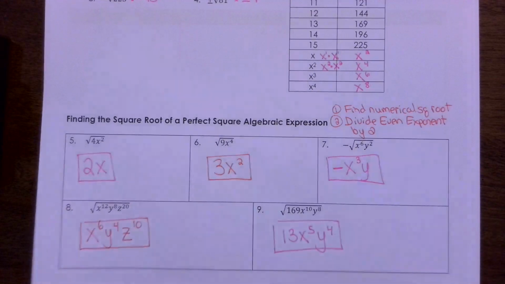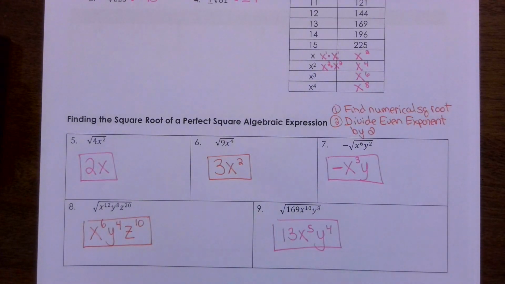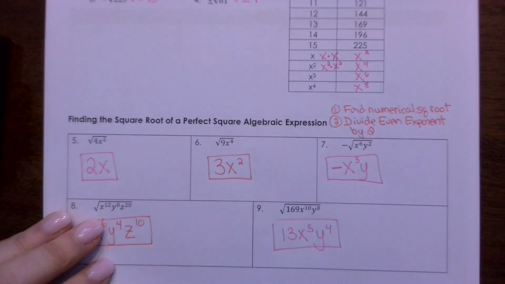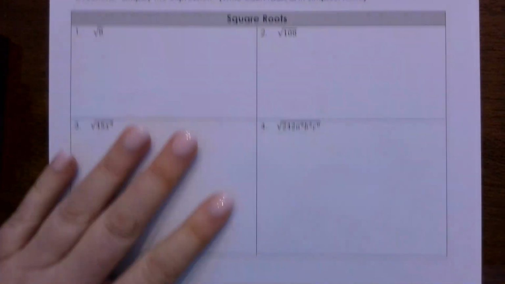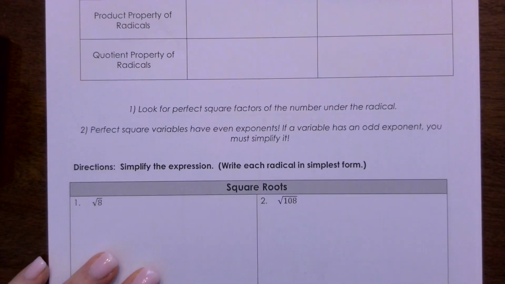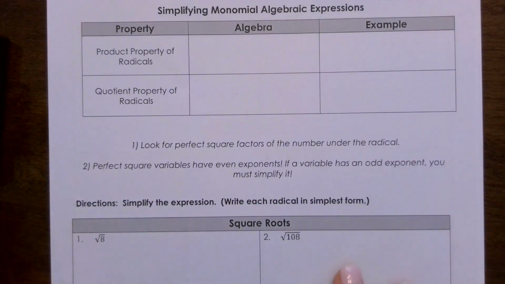So the nice thing on this page is that I have had within my square roots a number that has a perfect square. What happens when I don't have that? We're going to go on to page 16, and we need to learn a few properties that are going to help us address when we don't have perfect squares.